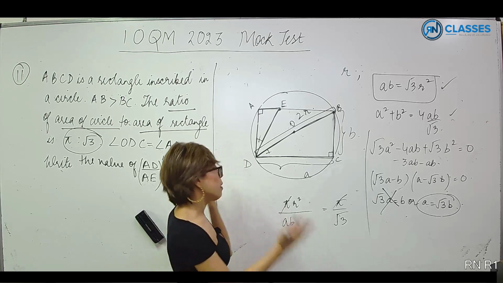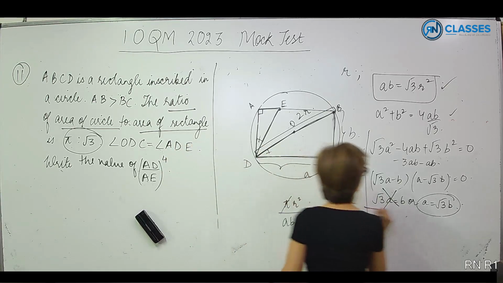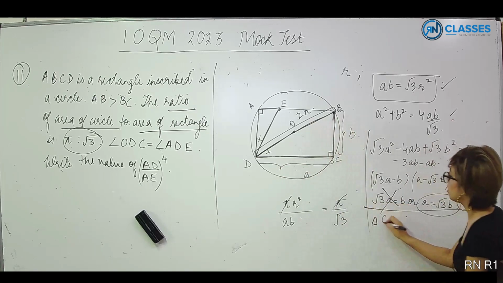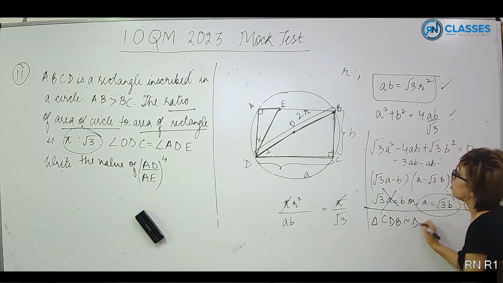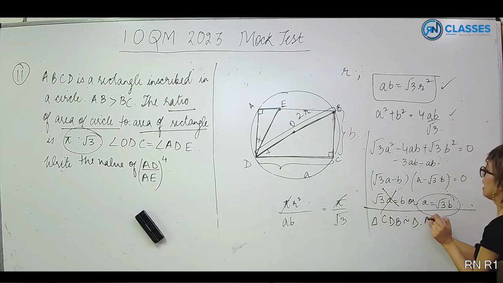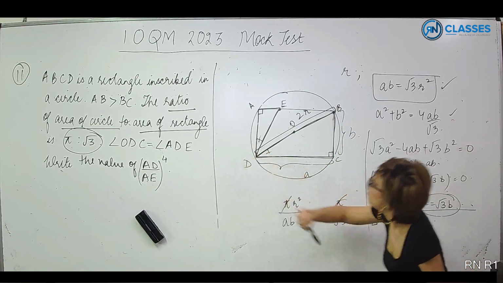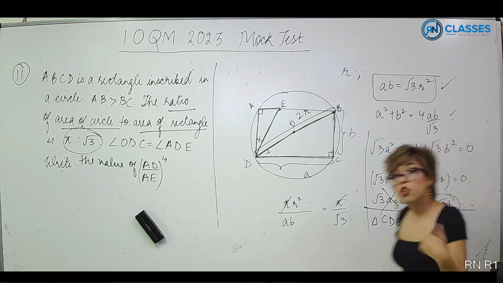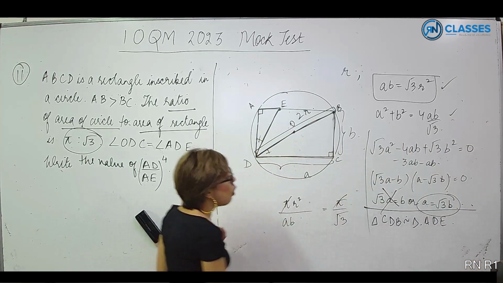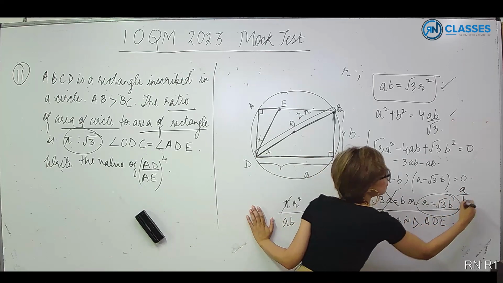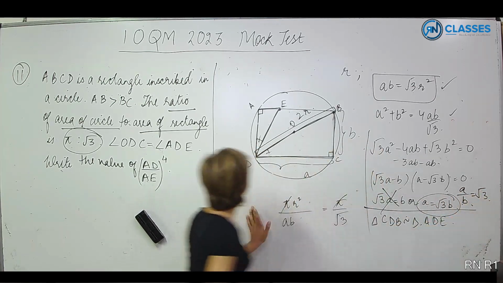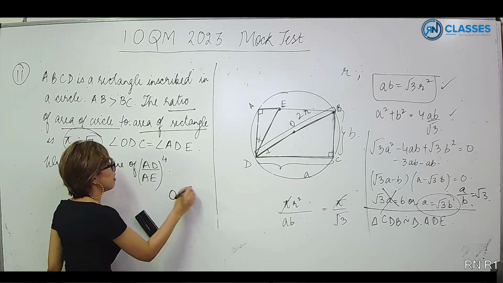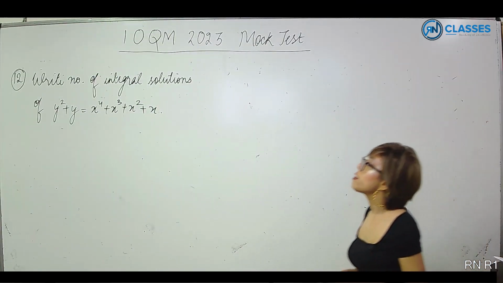Okay, let me just write the similarity statement. So I can write triangle CDB is similar to triangle CA, so triangle A, and for D I will go with D, so this is ADE. Just write the similarity statement, and you already know this ratio A by B, which is equal to root 3. You will get AD by AE as root 3 raised to power 4. The answer is 9. Alright, the next one.